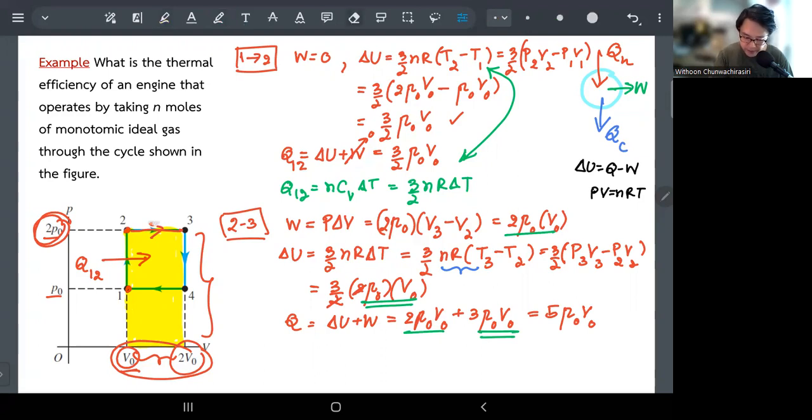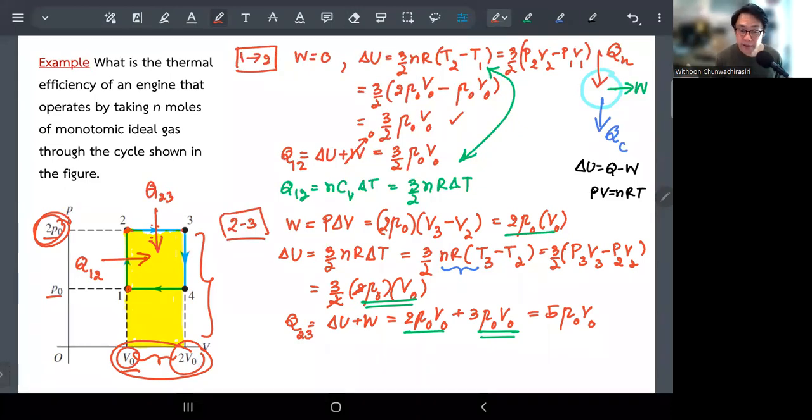So let me erase this so you won't get confused with all the red ink there. All right, so here we go. So heat flowing in, Q 2 to 3. So let me mark this one as 2, 3. And you are done. Okay.